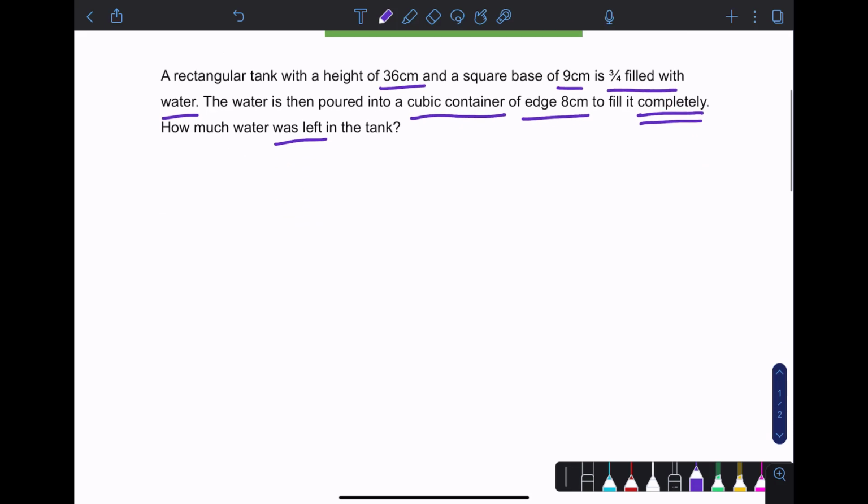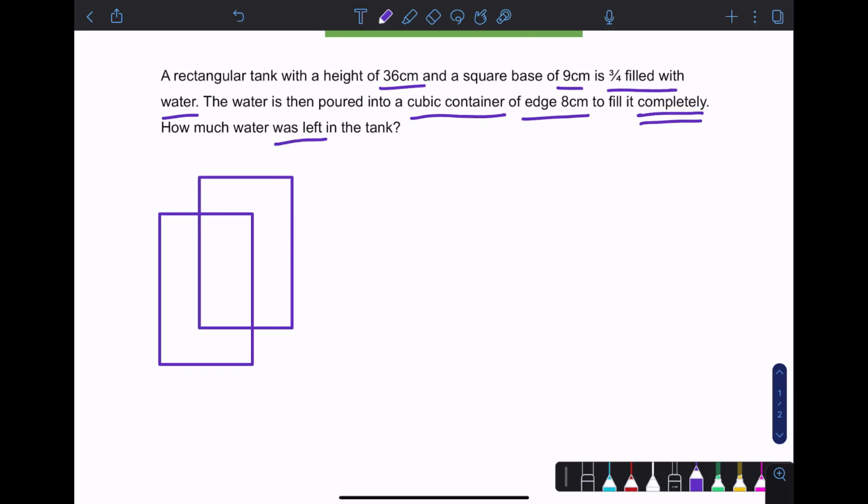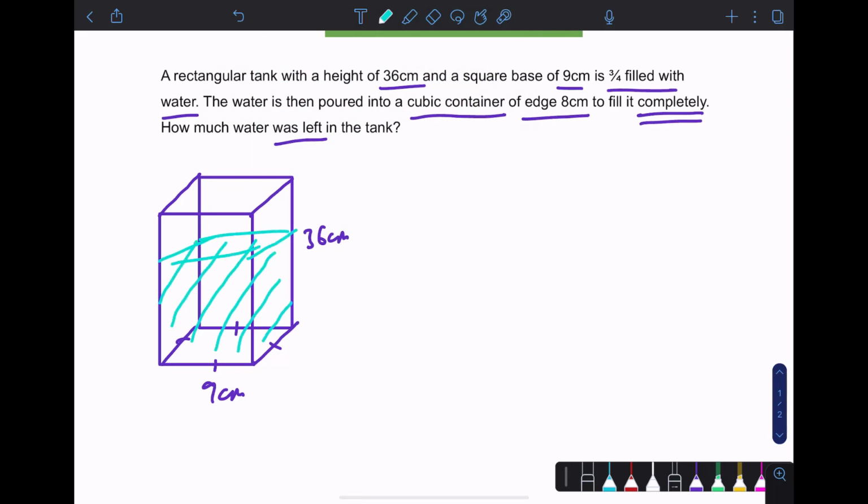So let me illustrate, let me draw what exactly is happening in this question, okay? So you basically have a rectangular tank that looks something like this. Square base of 9 centimeter, and this is 36 cm here, is 3/4 filled. So you have some water inside here, 3/4 filled with water.